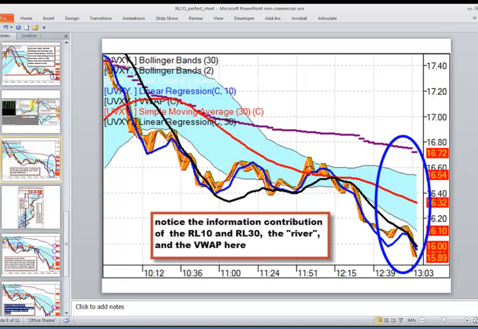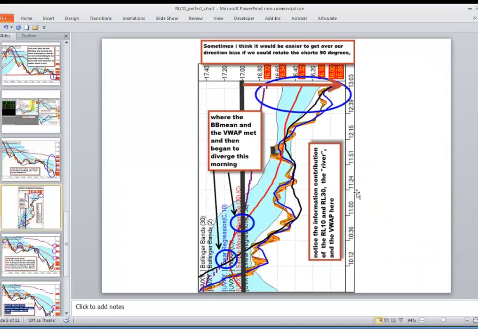This next one is just kind of for fun. I have often said at seminars that if we could just get the charts rotated 90 degrees, you would get away from your long side, short side bias. Now, this thick black line in the middle, that's where the VWAP and the Bollinger Band mean parted company right here.